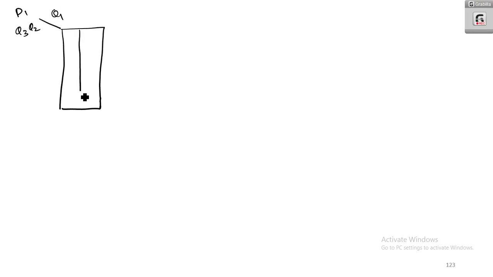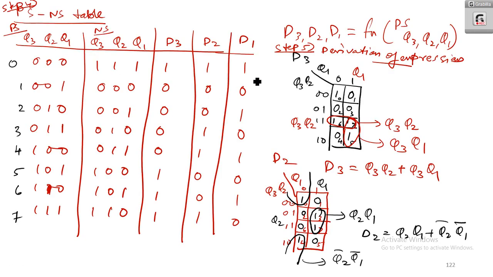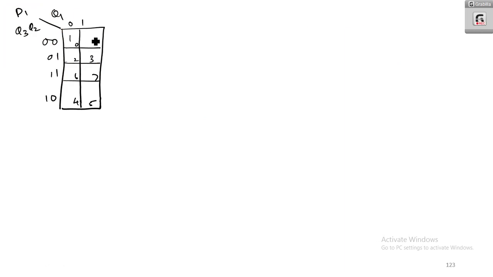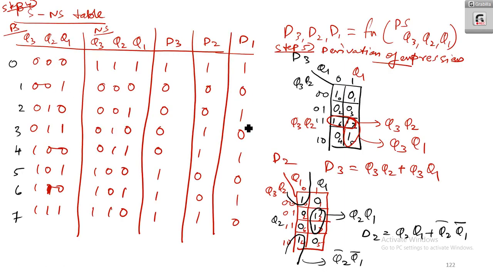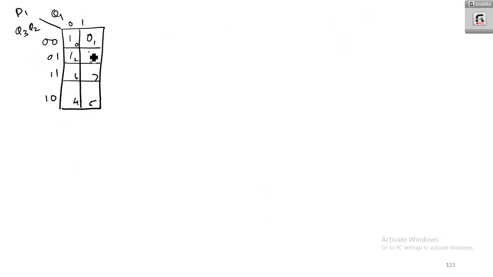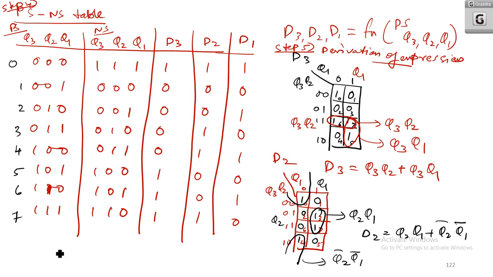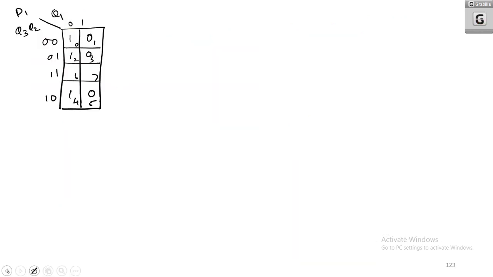Next I am going to derive D1. Drawing the K-map again, here it is Q3 Q2 and this is Q1, with cells numbered 0 to 7. For 0 it is 1, 1 is 0, 2 is 1, 3 is 0, 4 is 1, 5 is 0, 6 is 1, and 7 is 0.